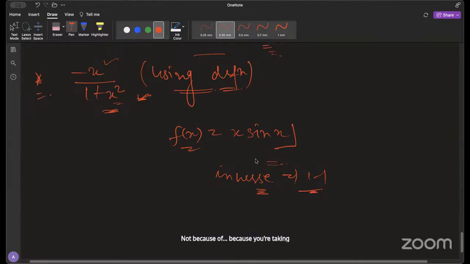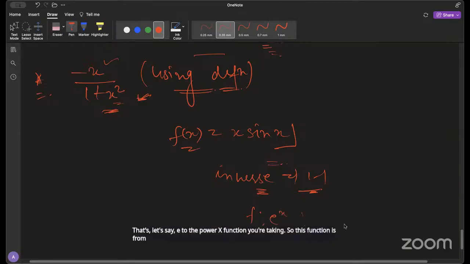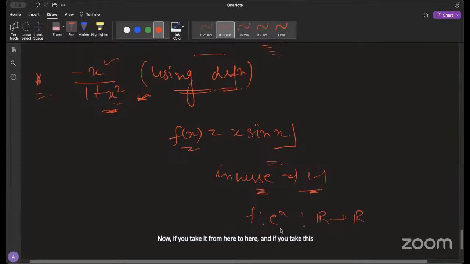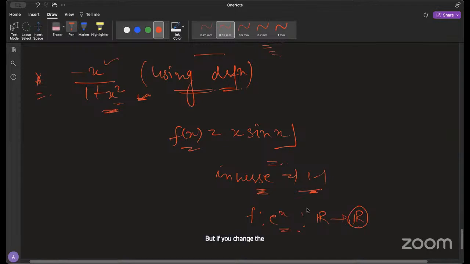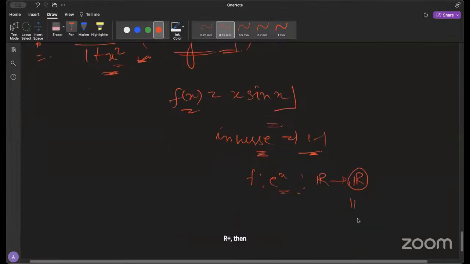Not because of the codomain, because codomains you can change. Let's just say you have the function e to the power x. If you take it from R to R, and you take this to be the codomain, this is not an invertible function. But if you change the codomain to R plus, then it is an invertible function. That's what I'm talking about. You can change this thing.